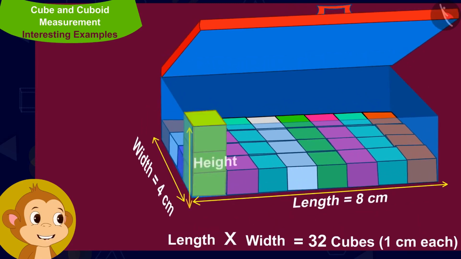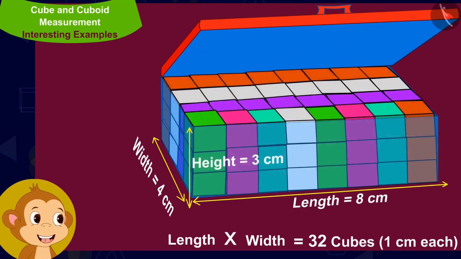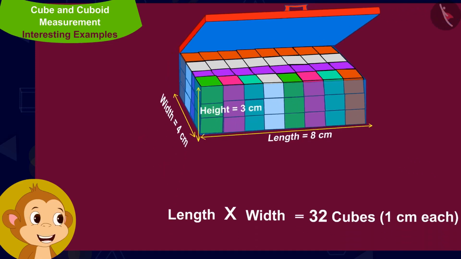Now, in the end, the height of the compass box is 3 centimeters. This means that there are 3 such layers of cubes of dimension 1 centimeter each.